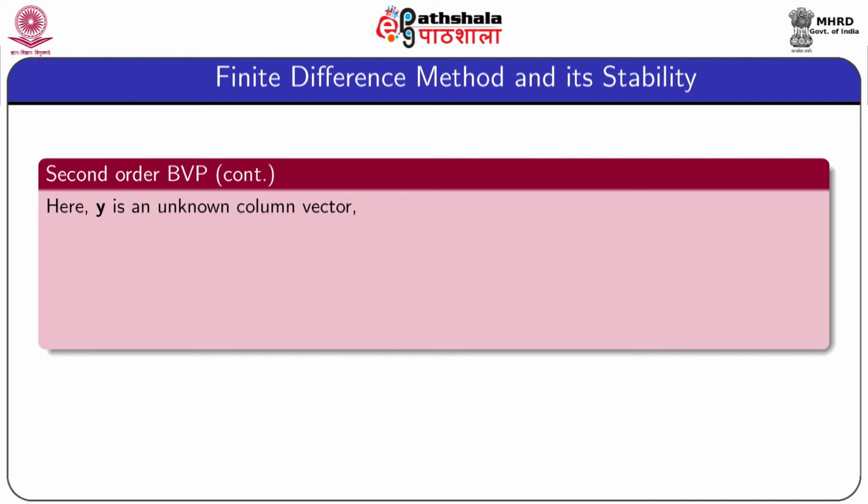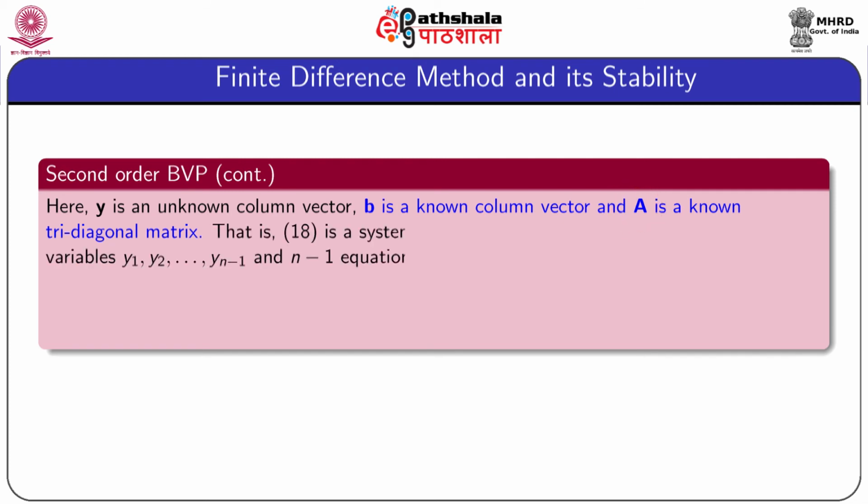Here y is an unknown column vector. This is unknown, we have to find the value of y, and the vector b and the matrix A are known quantities. Thus equation 18 is a system of linear tridiagonal equations containing n minus 1 variables y1 to y n minus 1, and it has n minus 1 equations. So we can solve this system of equations, and there is a possibility of a unique solution.